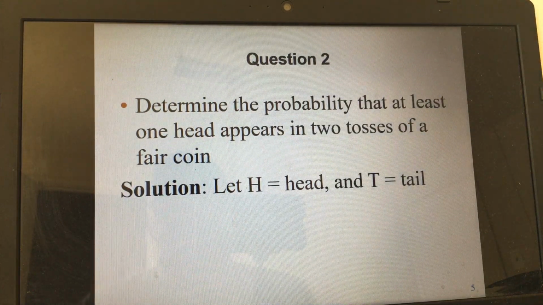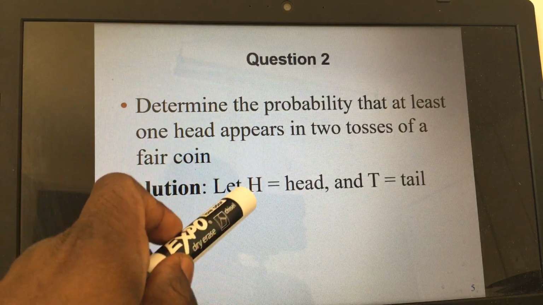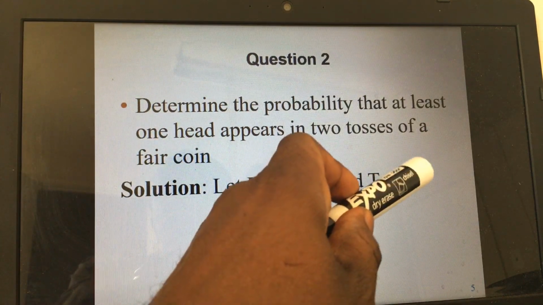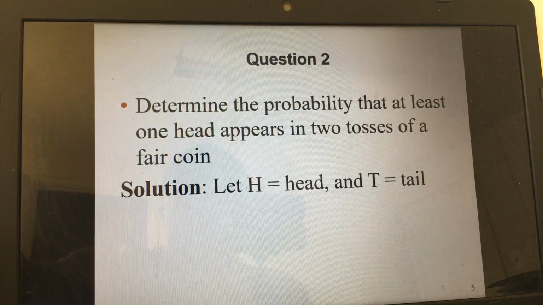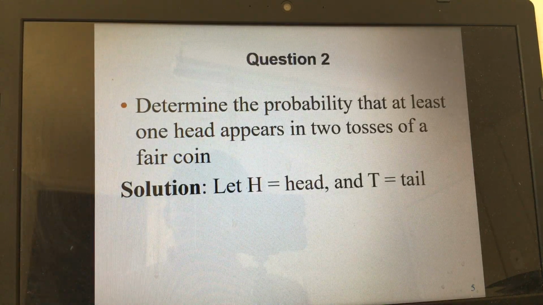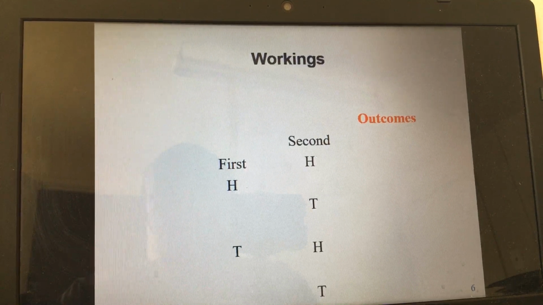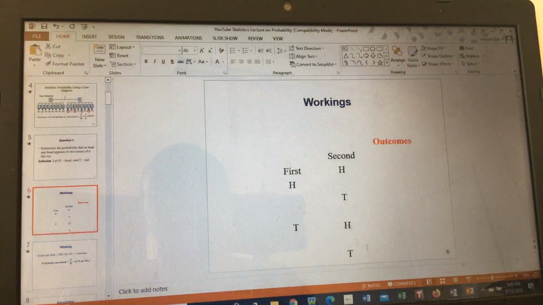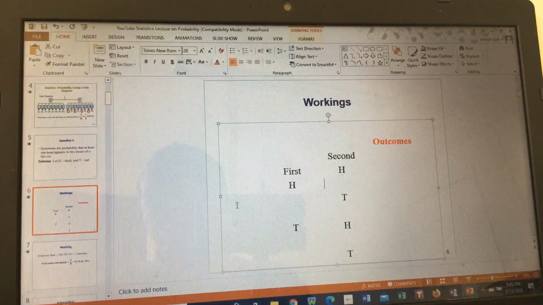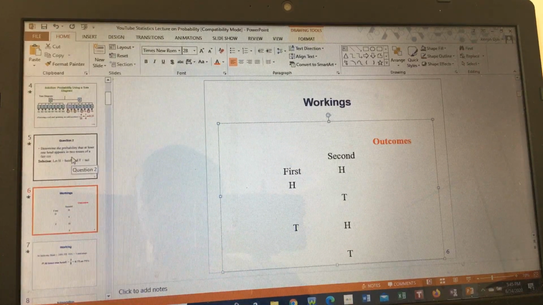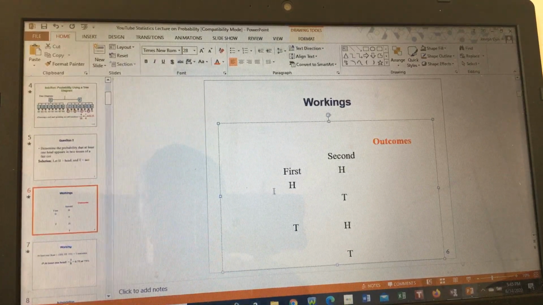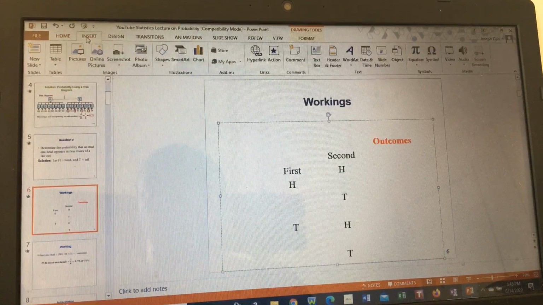So let's solve this. First of all, let's remember that H stands for head and T stands for tail. Now, we are going to draw the tree diagram that will show all the possible outcomes, called the sample space. Like I said, I'm going to explain how to draw it. We said 2 tosses of a fair coin. This is the first toss right here. I'm going to insert the diagram here.